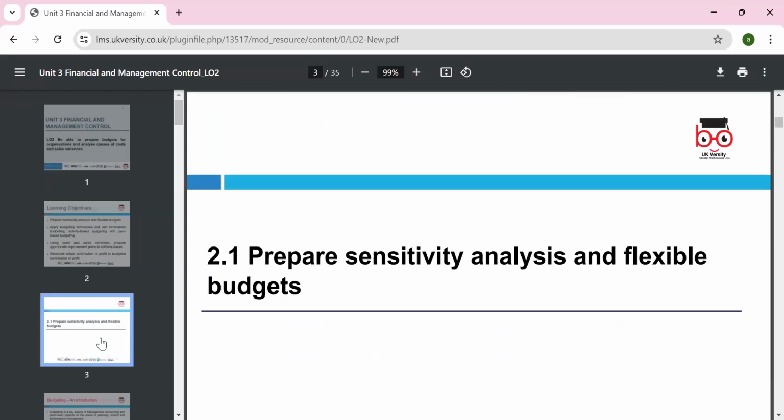So 2.1, prepare the sensitivity analysis and flexible budget. What is the budget? Budget is the financial plan for the future, where we are, where we want to see ourselves in the future. That's all about the budget.